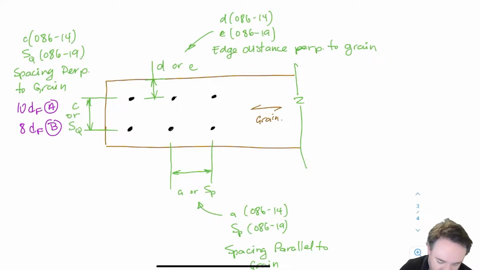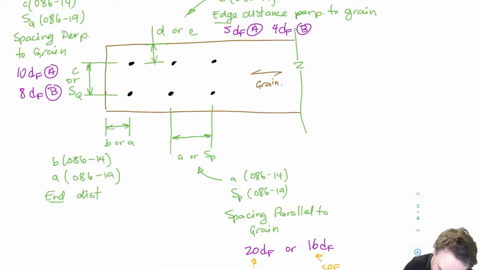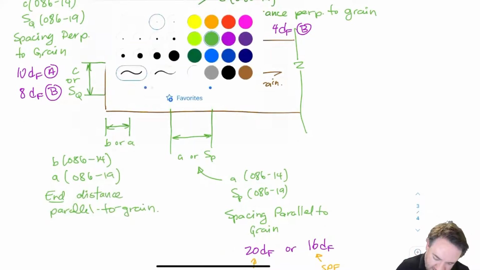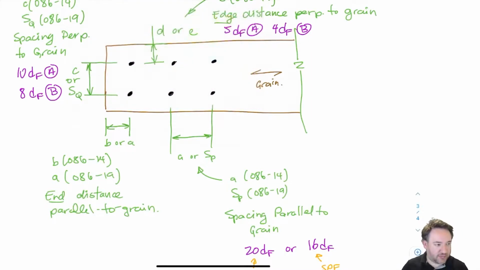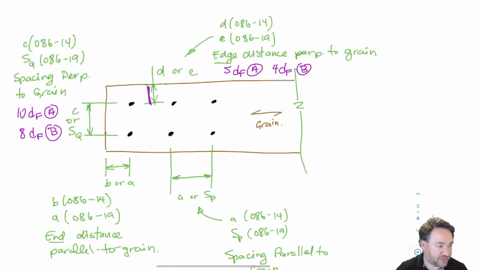So this is better. This one has 5 DF for the A species and 4 DF for the B species. Okay, last one, as I mentioned, is our end distance. It says parallel to grain because the distance direction is in the direction parallel to grain. Just like when I said edge distance perpendicular to grain, the direction of the dimension is perpendicular to grain.